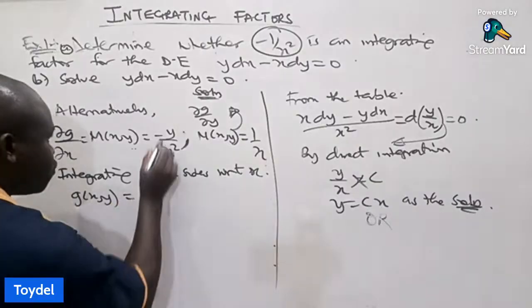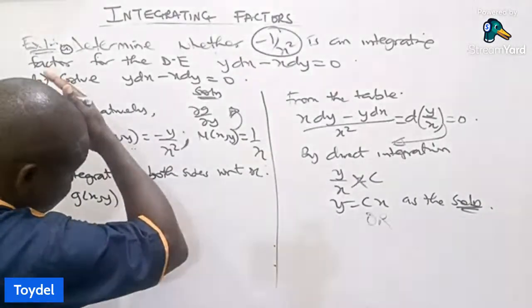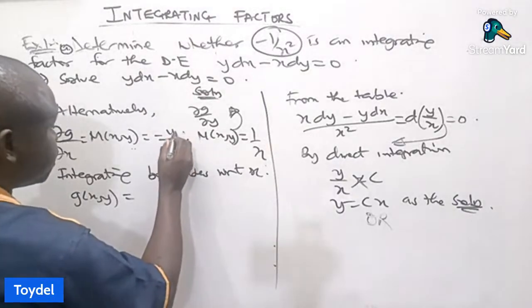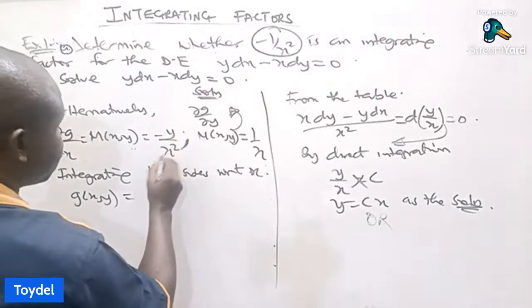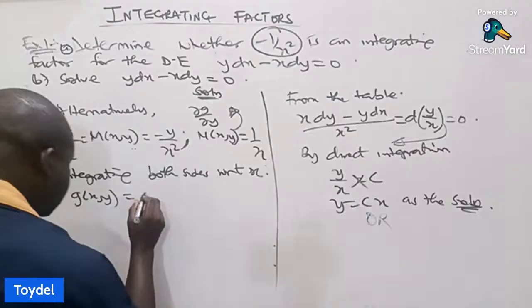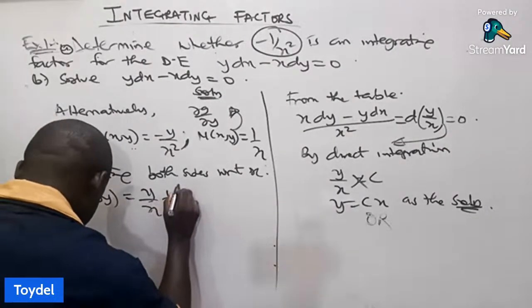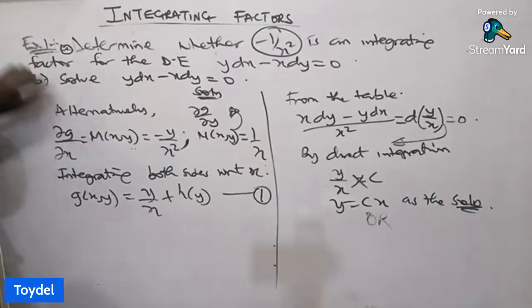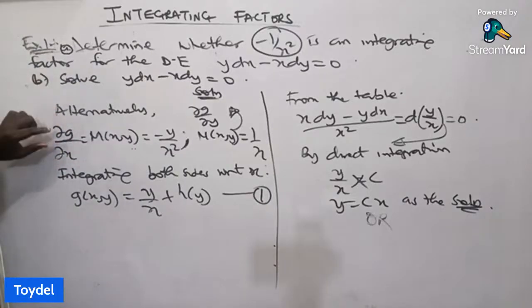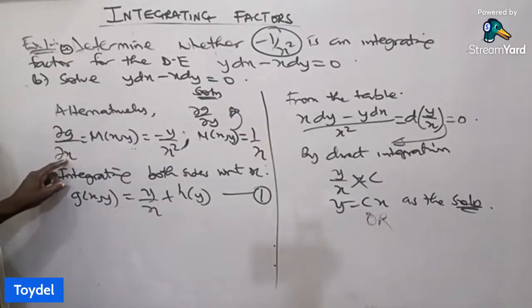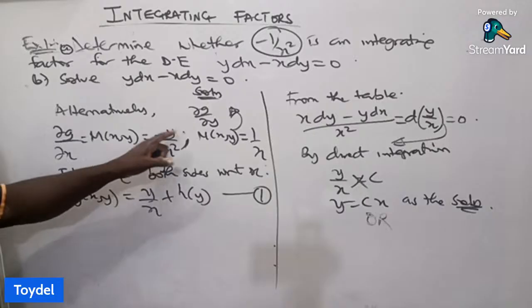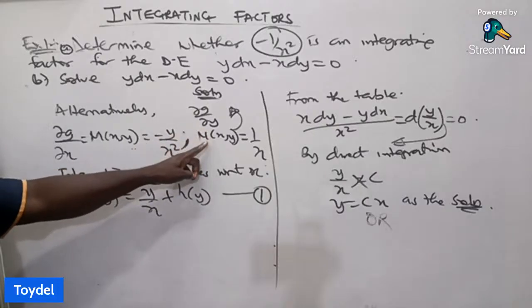It will be equal to, when we integrate this with respect to x, x raised to power minus 2, that will be x to the minus 2 plus 1 all over minus 2 plus 1. Then this will be positive. This is going to give us y all over x plus h of y, equation 1. I want to follow the normal method of solving exact differential equations. You locate the partial of g with respect to x, which is the same as M of x comma y. Then the other one is the partial of g with respect to y, the same thing as N of x comma y.